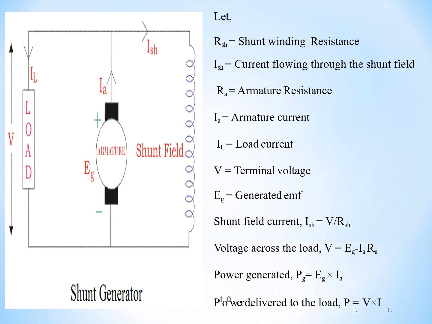generated EMF. So the shunt field current ISH is equal to V by RSH according to Ohm's law, and the voltage across the load, V, is equal to EG minus IA RA according to Kirchhoff's voltage law, and the power generated PG is equal to EG into IA, and the power delivered to the load PL is equal to V into IA.